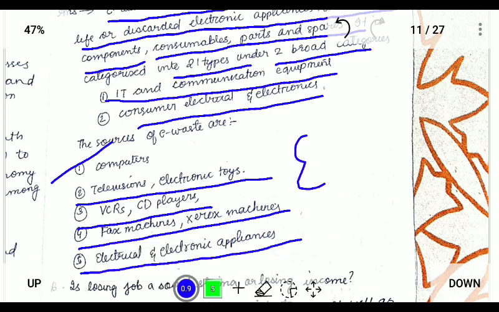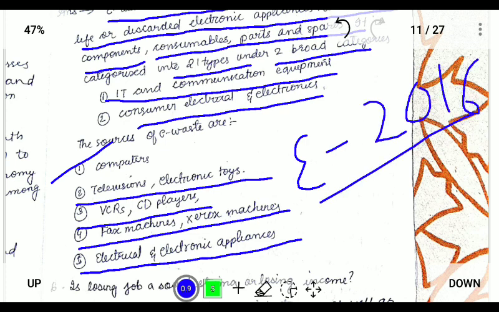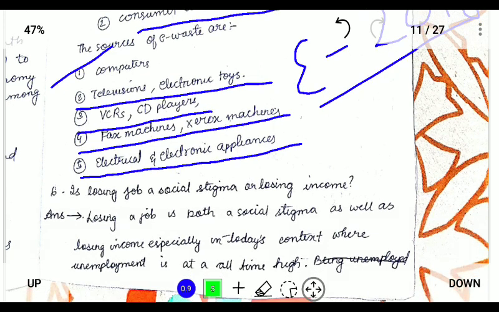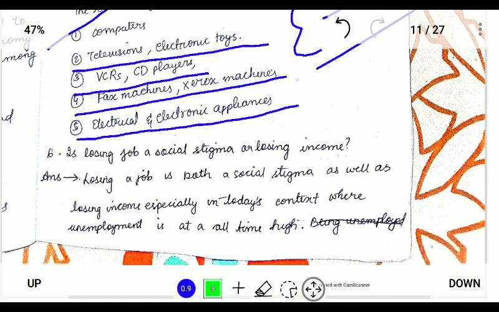in India, the E-Waste Management Act 2016 was passed, which provided for extended producer responsibility. That is, the producer of the electrical equipment or electronic products must take care of its post-consumer stage. That is, when the material is damaged, they must be accountable for this. So these are the sources of e-waste.